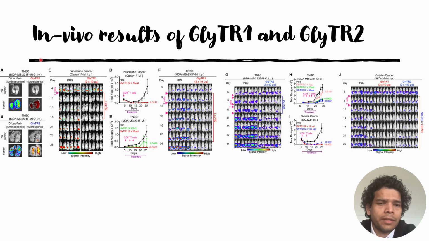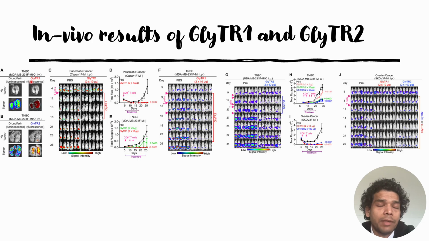So how did they do their studies? They distinguished between tumor cells and the GlyTR1 and GlyTR2 through different signals. That is, tumors are conjugated with luciferase signals, whereas GlyTR1 and GlyTR2 are conjugated with fluorescence signals. Panel A shows the luciferase and GlyTR1 signals, and panel B shows the luciferase and GlyTR2 fluorescence signals in TNBC.